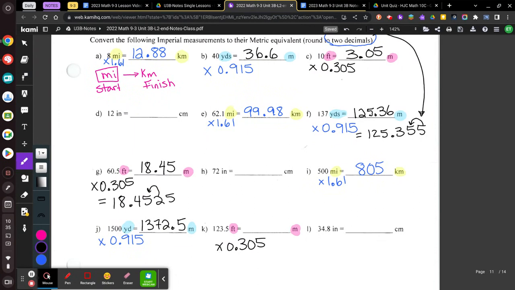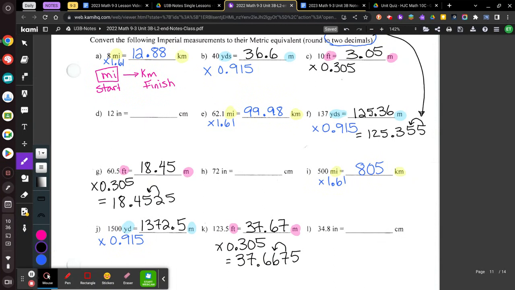Okay, down to the last pink one, letter K, we multiply 3.5 times 0.305. We're going to get 37.67. We had to round this one. We get 37.6675. That 7 is going to round the 6 to a 7. Okay, so we have to watch our rounding there.